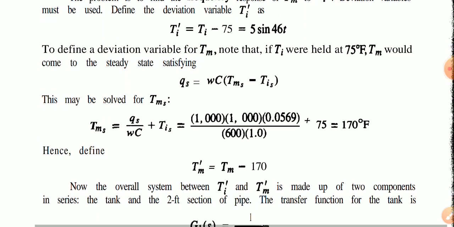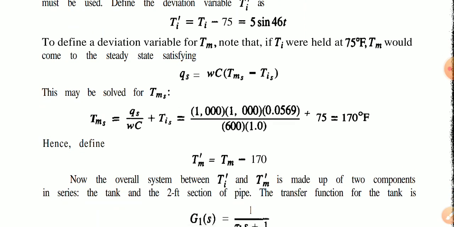To define a deviation variable for Tm, note that if Ti were held at 75 Fahrenheit, Tm would come to a steady state satisfying Qs is equal to Wc times (Tms minus Tis). This may be solved for Tms. So Tms is equal to Qs by Wc plus Tis, which is equal to 1000 multiplied by 0.0569 by 600 multiplied by 1.0 plus 75, which is equal to 170 Fahrenheit.